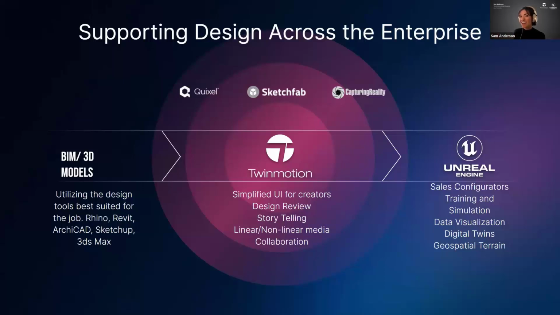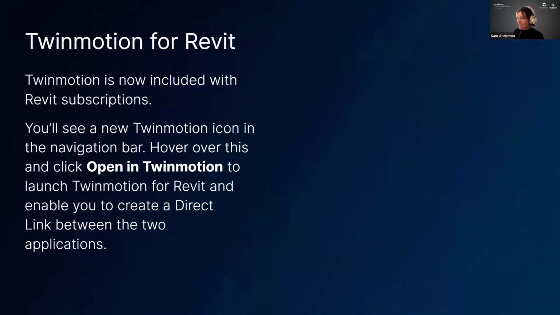You may not need to take it into Unreal Engine, but perhaps you want to build out a digital twin with sensors in an office space. You could have the model that you created inside of Twinmotion for the design process, and then take that into Unreal Engine for post-occupancy to better understand how the building is being used.